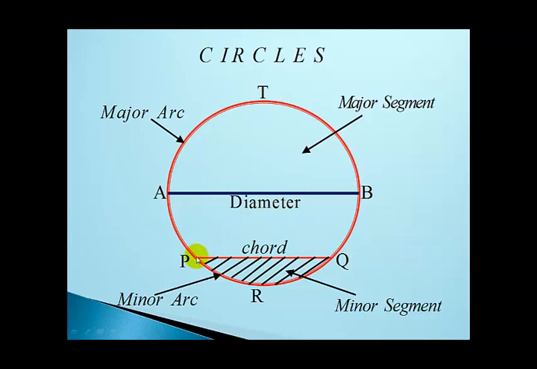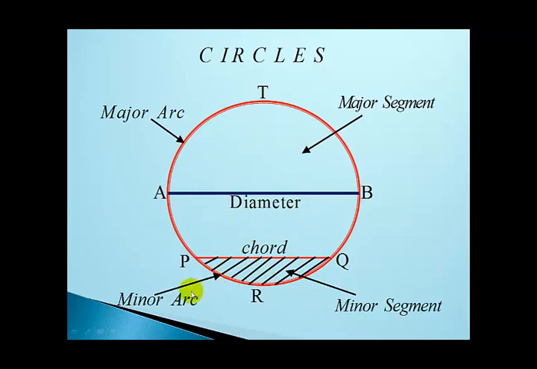Now line PQ is called the chord, and the chord is a line that divides the circle into two segments. We have the minor segment, that is the shaded portion of the circle, and we have the major segment, that is the unshaded portion of the circle.